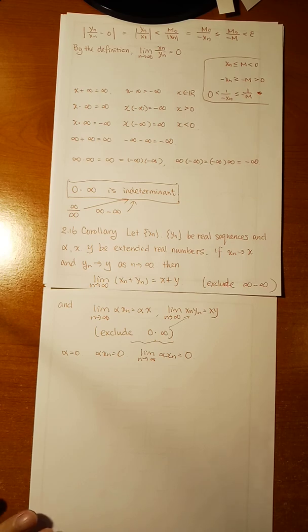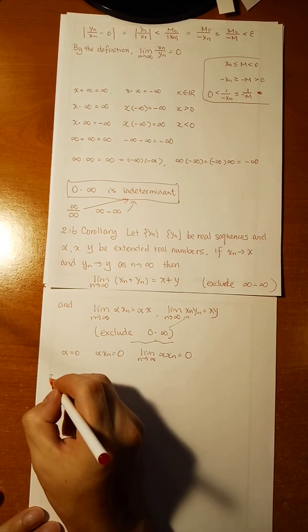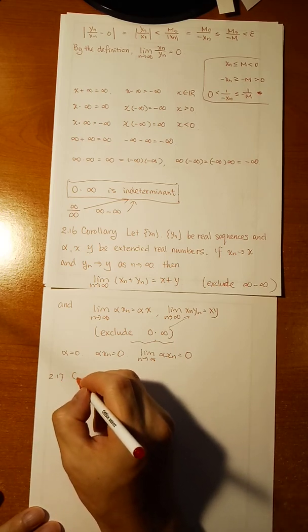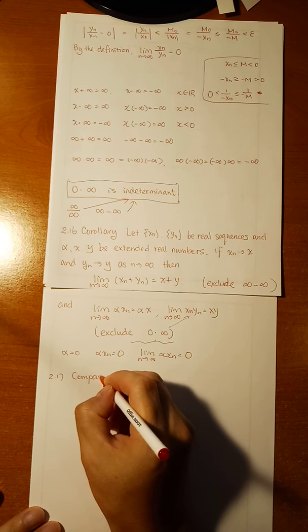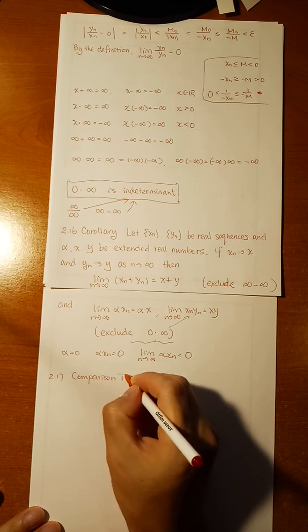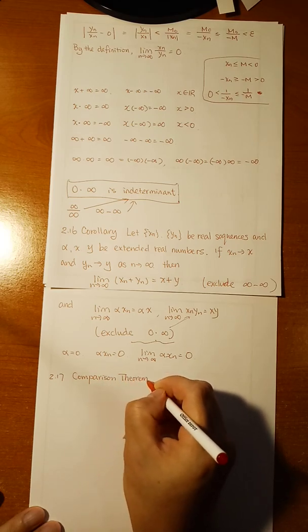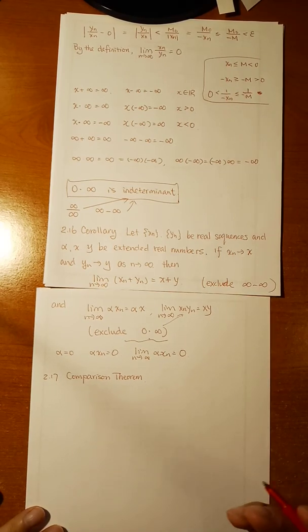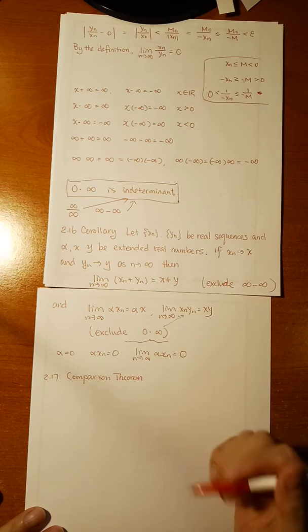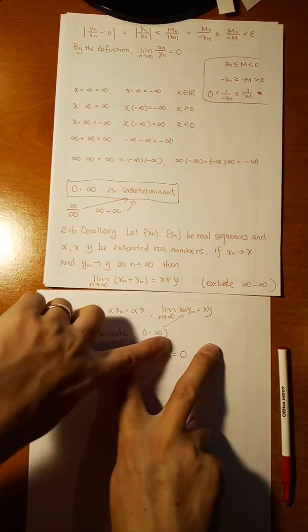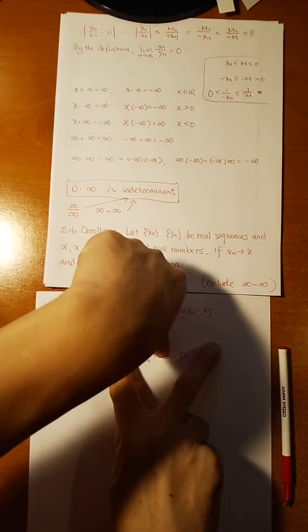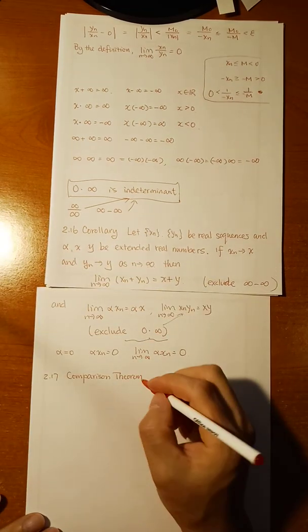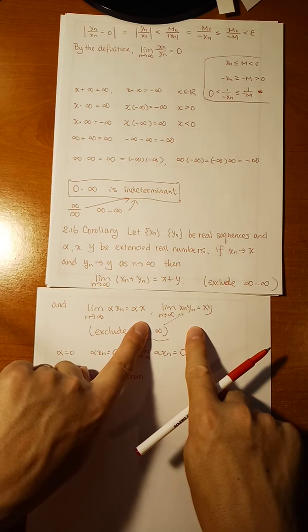Okay, so next we have the so-called comparison theorem. The comparison theorem is an extension of the squeeze theorem. In the squeeze theorem, you have 3 functions: left, right, and middle. Left and right control the middle term. In the comparison theorem, you only have left and right.